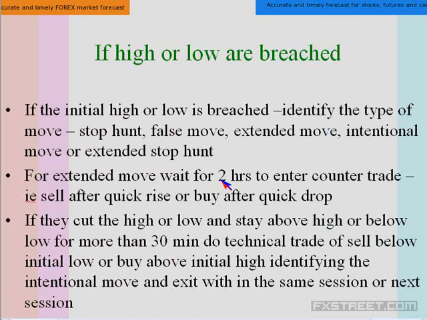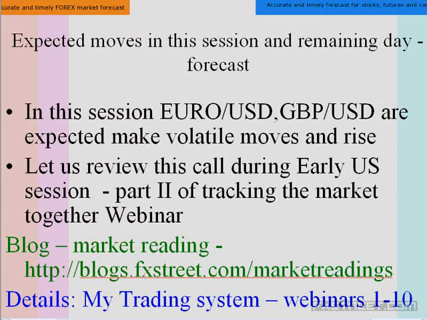Then in case they cut the high and the low, we wait for 2 hours and afterwards try to take positions, or wait for 2 sessions and then try to take positions. Or we simply avoid taking any further positions. Otherwise we go in line with the intentional move and try to do some swing trades if we are smart enough.